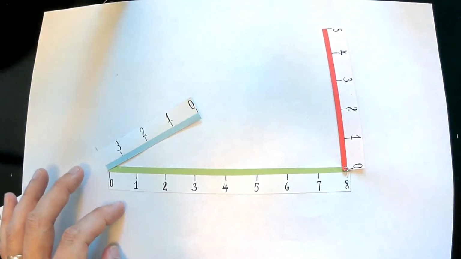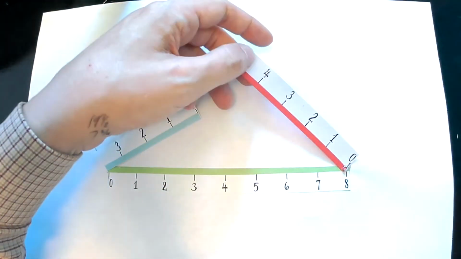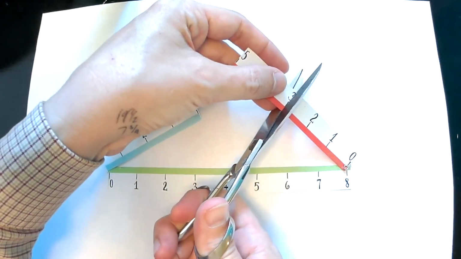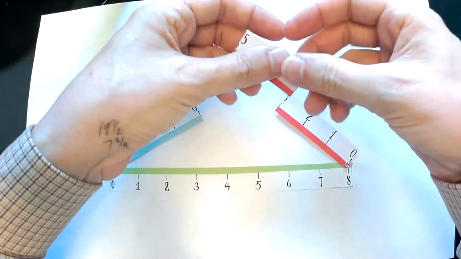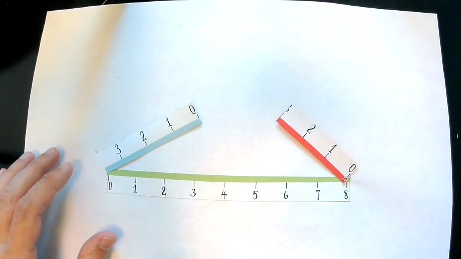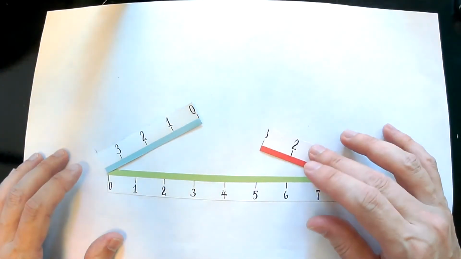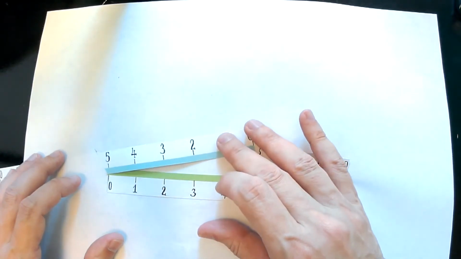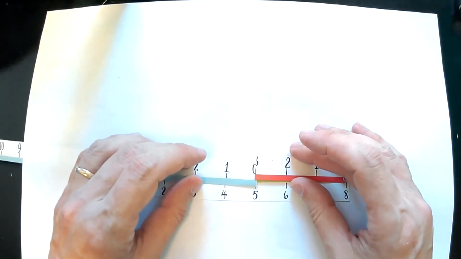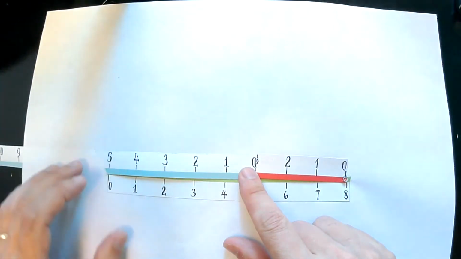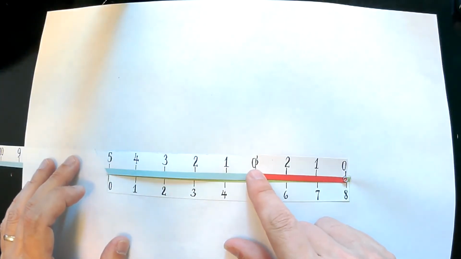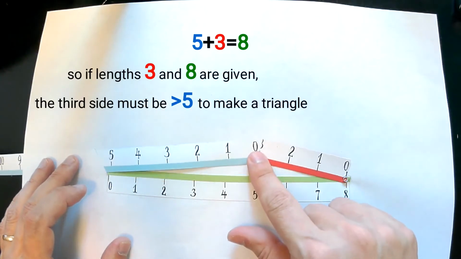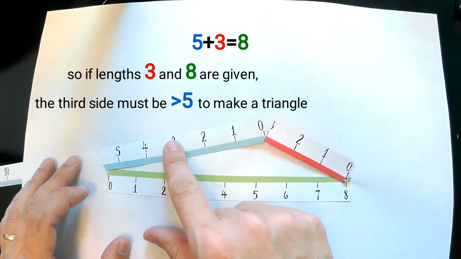So let's try something a little different. Let's take this 5-inch, make it a 3-inch. So now we only have 3 inches on this side. So a 5-inch and a 3-inch can't go together because, well, that just adds up to 8, which is the same as the third side. So now this side has to be greater than 5.